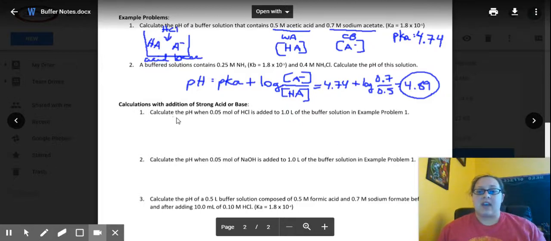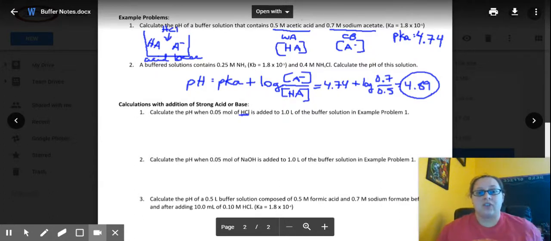We want to be able to calculate the pH when we've added 0.05 moles of HCl. So this guy right here is our invader, and it's a strong acid invader. And it's added to 1 liter of buffer solution in example problem 1. So we went through example problem 1 in our last video where we just had to calculate the pH of a buffer just sitting there. So it's just sitting there.